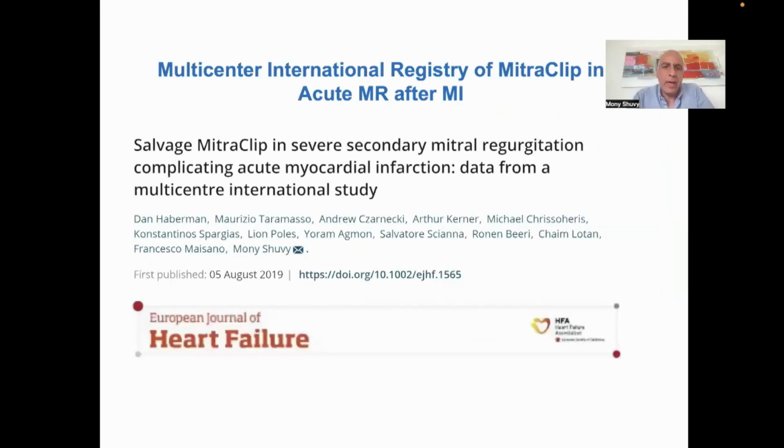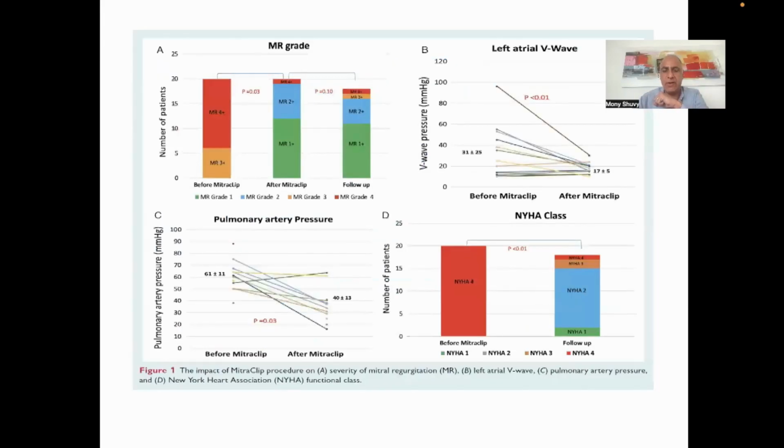So the data regarding urgent mitral clip in patients came from a few years ago. This is one of the first publications of ours and some centers in Europe, including the center in Athens, our friends Michael Christoforis and Kostas Pargias. In this registry, we first described 20 cases of patients that were treated with urgent mitral clip due to severe acute functional MR after myocardial infarction.